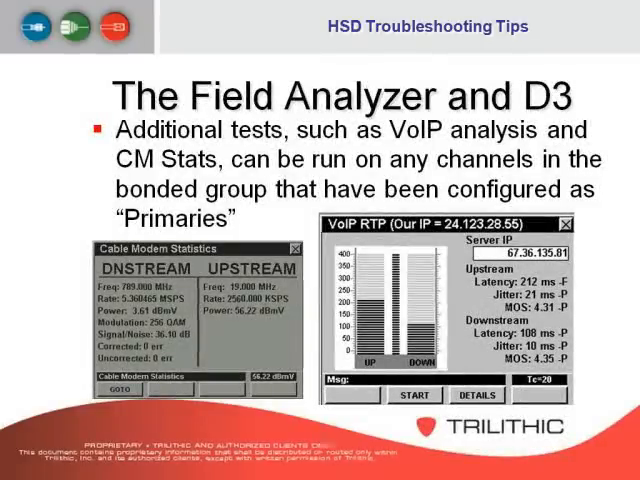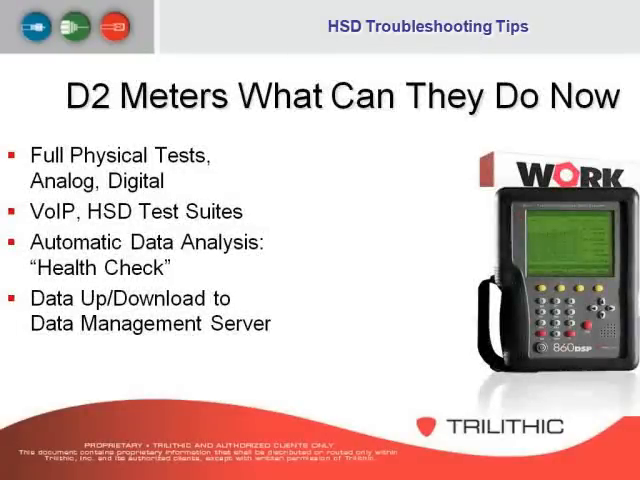The field analyzer and DOCSIS 3 additional tests, such as voice over IP analysis and CM (cable modem) statistics, can be run on any channels in the bonded group that's been configured as the primary channels. But now there are also tests that you can run using a DOCSIS 2 equipped meter as well. Because remember, with DOCSIS 3, your troubleshooting is not much different than what you would do today. The only thing is that you have to know what channels are bonded together, so that you can troubleshoot each one of the channels individually.